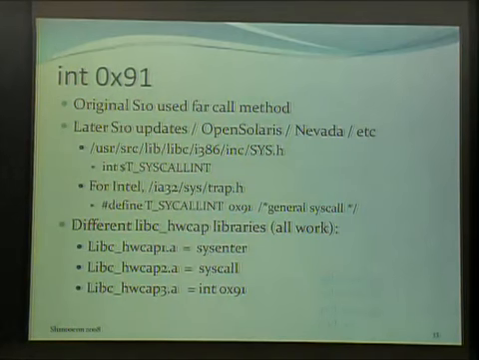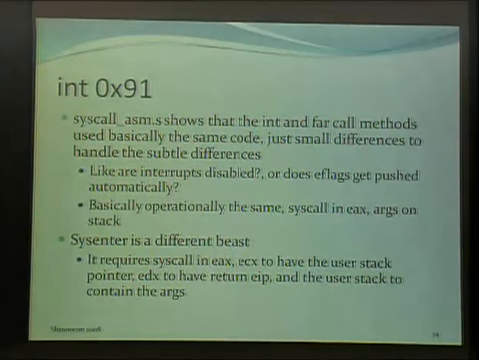There's a libc.a for sysenter, a 1.a, a 2.a for syscall, and a 3.a for the interrupt. They all work, right? They're just different methods. If you dive down into the source code for OpenSolaris, syscall.asm shows that the int and the far call methods are actually almost one and the same. They just basically handle subtle differences in the semantics of what that instruction does for the CPU.